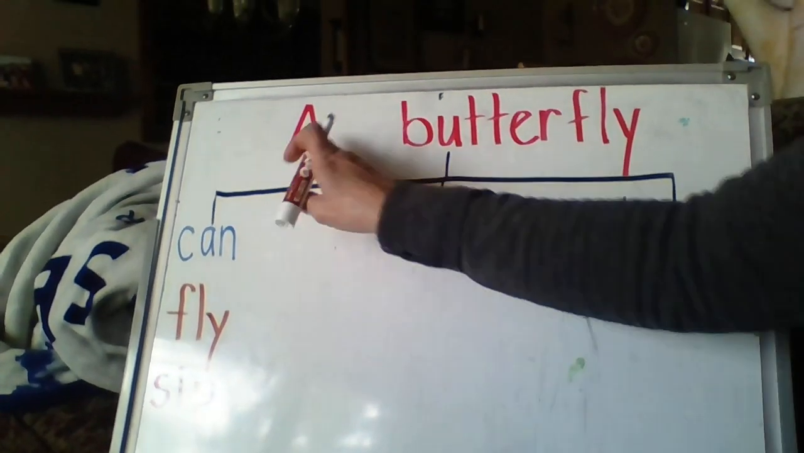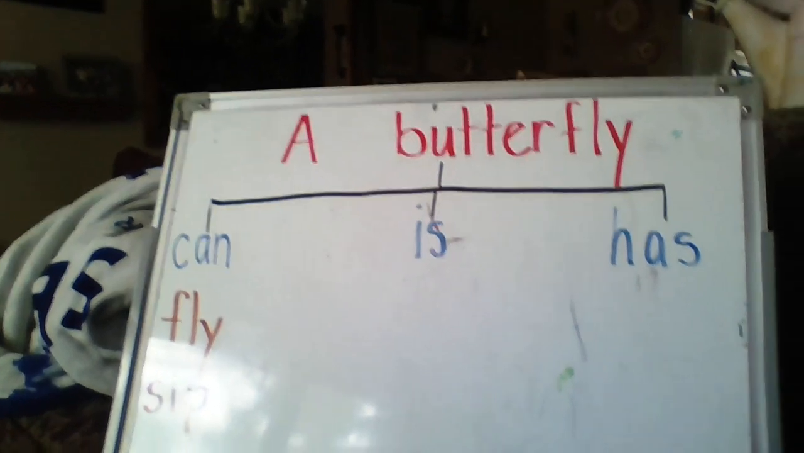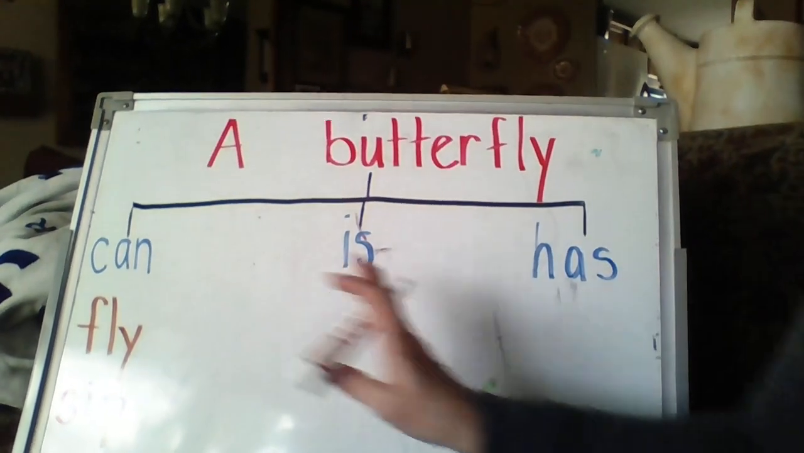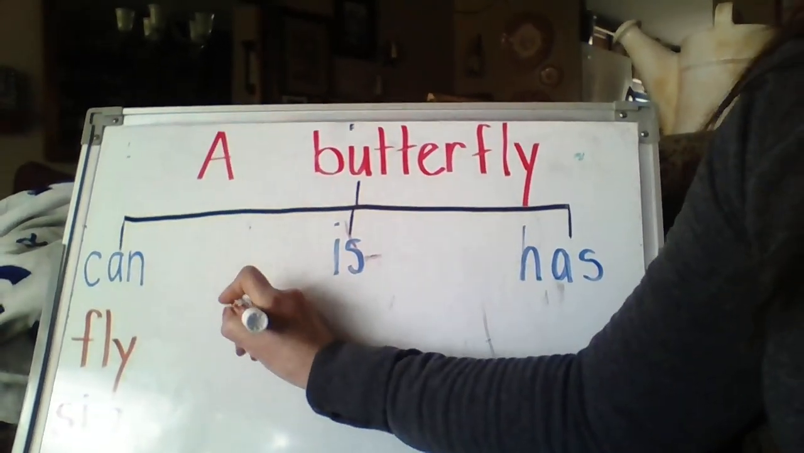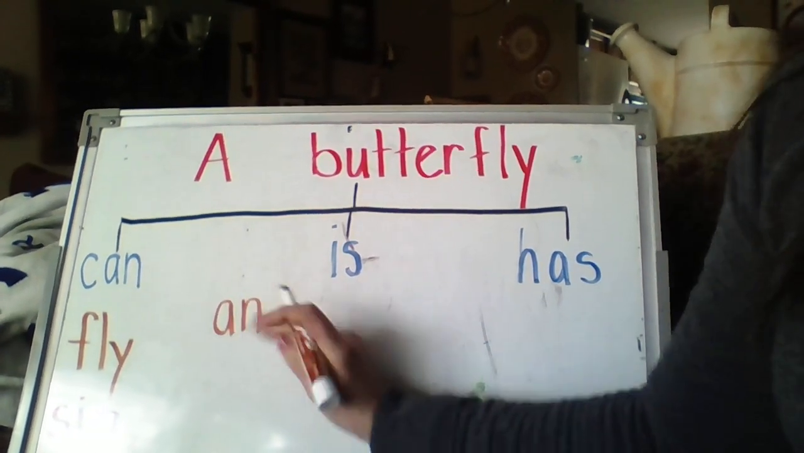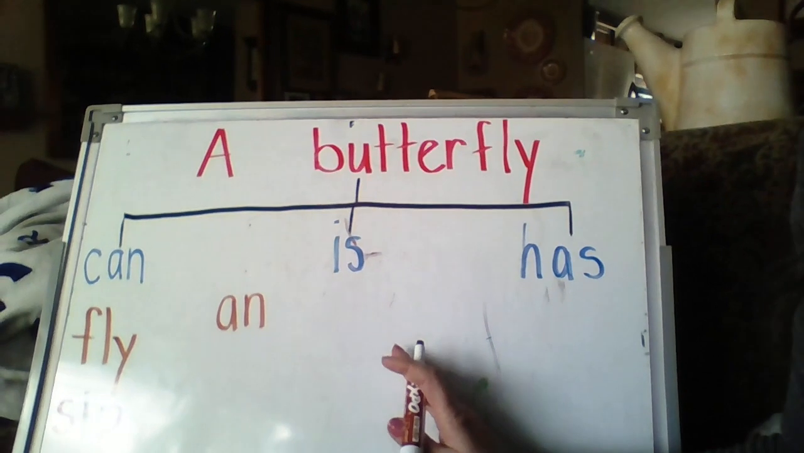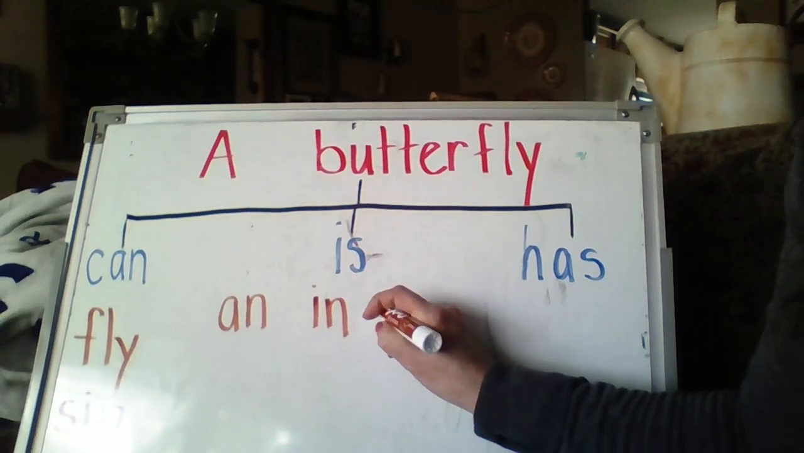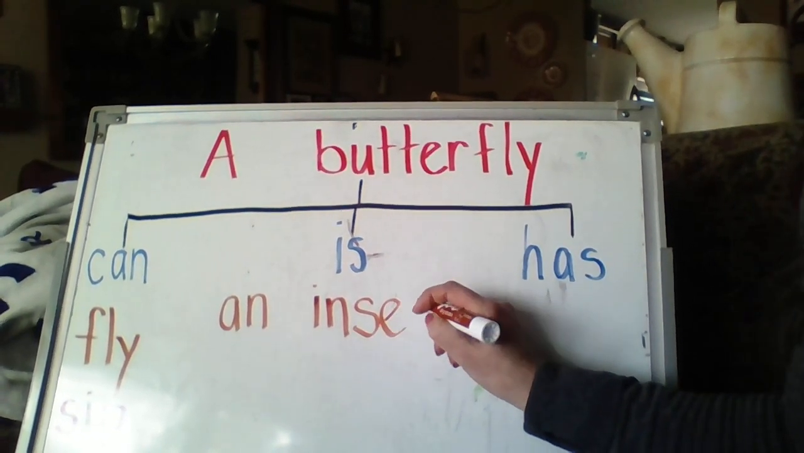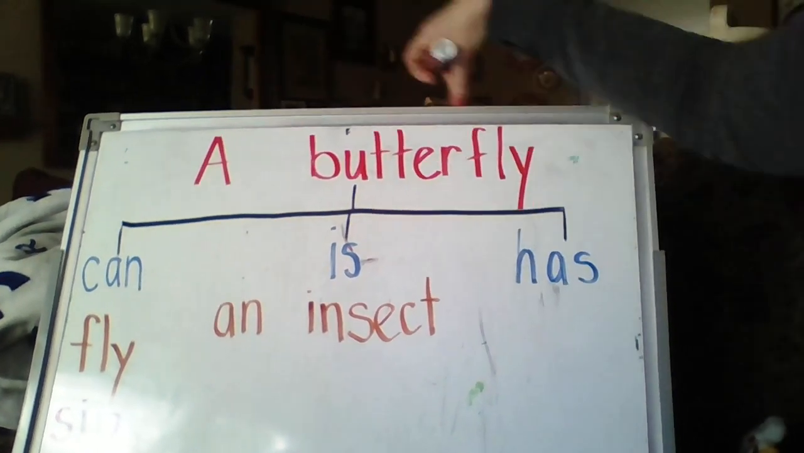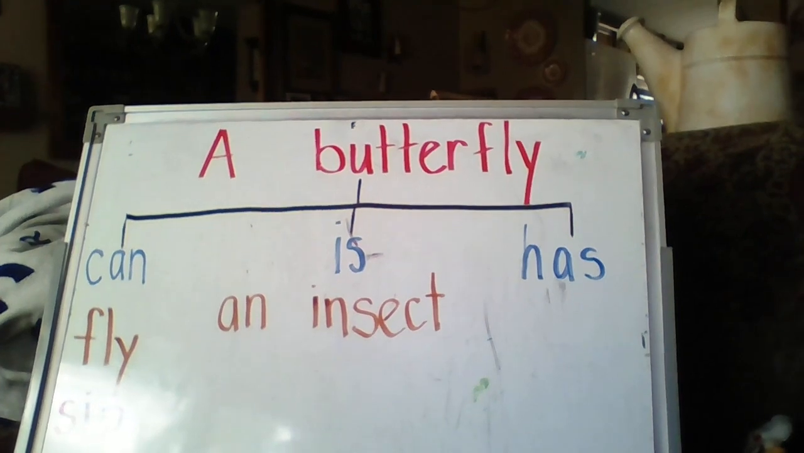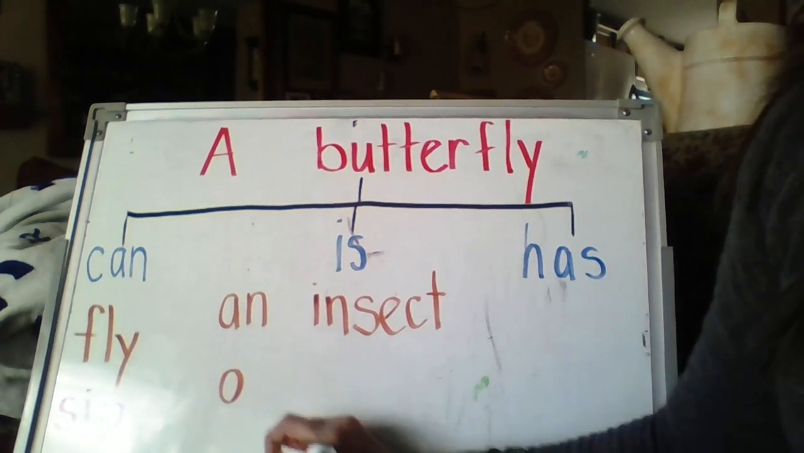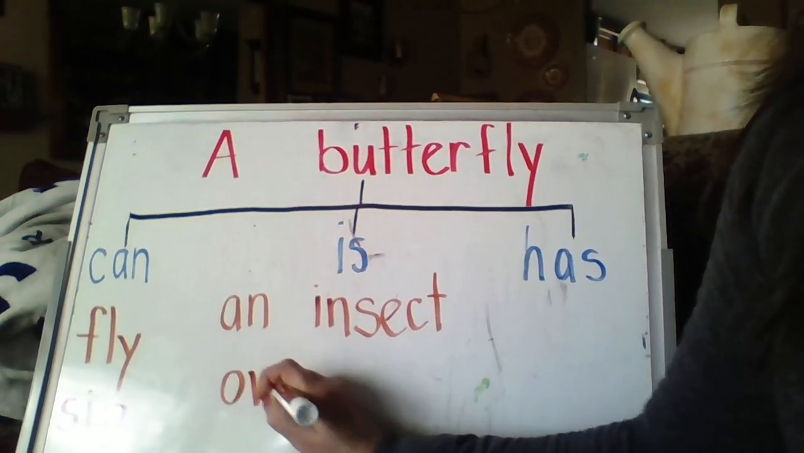Let's do the is. A butterfly is, I could write a lot. A butterfly is an insect. So we'd have to do an insect. Okay, and then we leave our space, insect. A butterfly is an insect. A butterfly is, oh, here's a big word. Oh, yes, you know what I'm thinking. Vip.